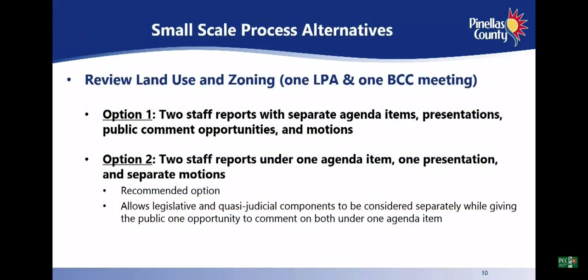A little more into those options. Again, you'd have option 1, where they're completely separate: 2 staff reports, separate agenda items, presentations, separate comment opportunities and motions. And option 2, the hybrid, you would have 2 staff reports under 1 agenda item, 1 presentation, and separate motions. Again, that's a recommended option because it allows legislative and quasi-judicial components to be considered separately while giving the public 1 opportunity to comment on both under 1 agenda item.